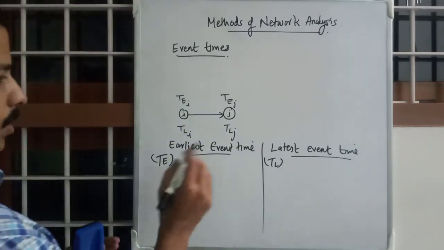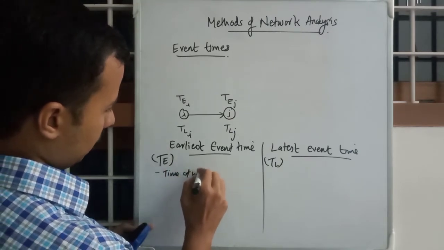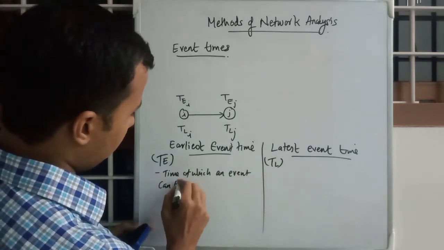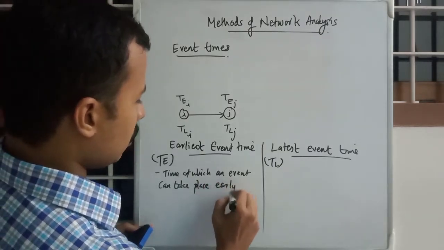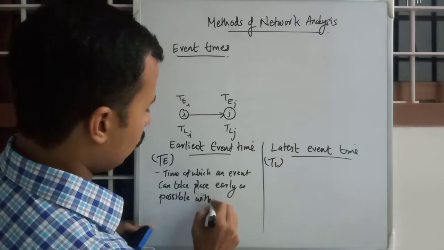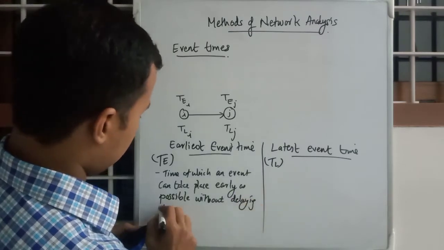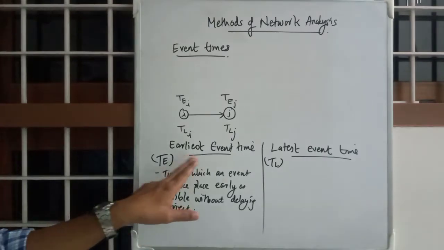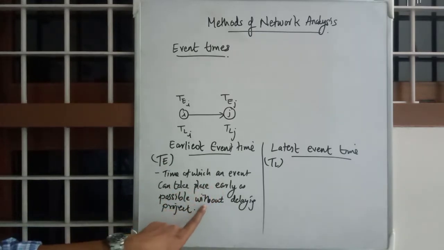This earliest event time is the time at which an event can take place as early as possible without delaying the project. So the earliest event time, or TE, is the time at which an event can take place earliest as possible without delaying the project.